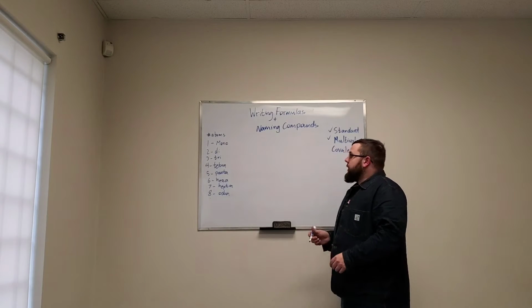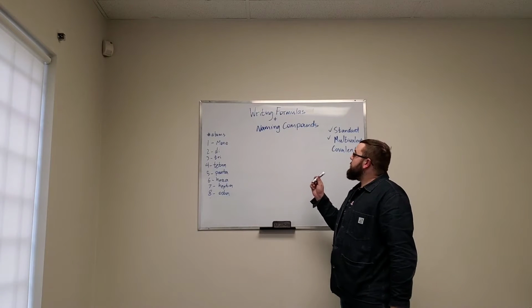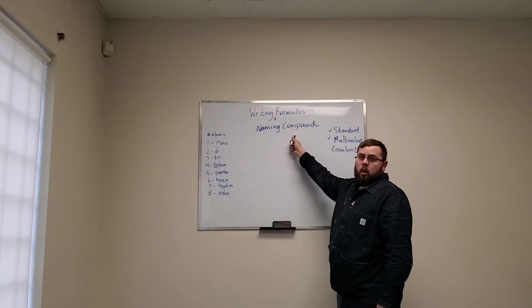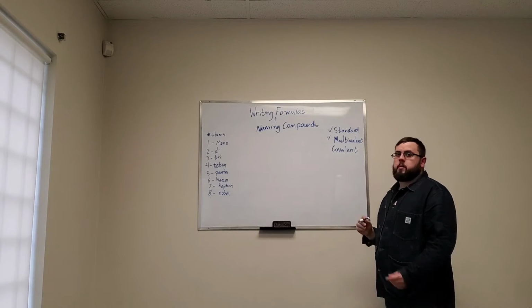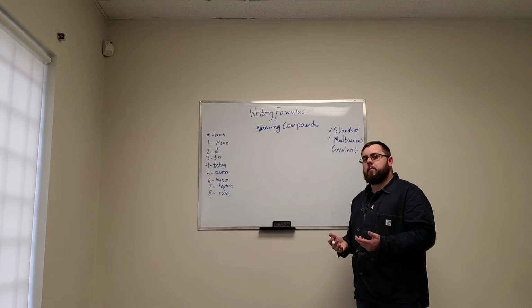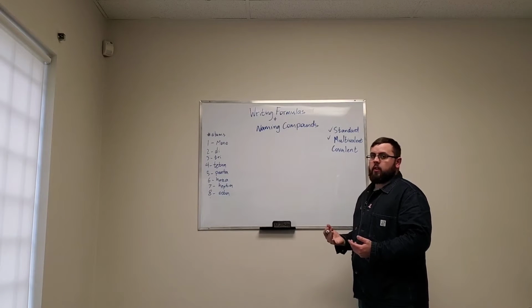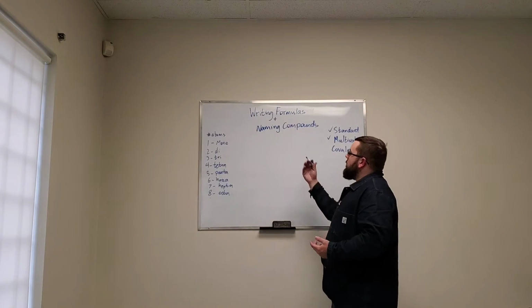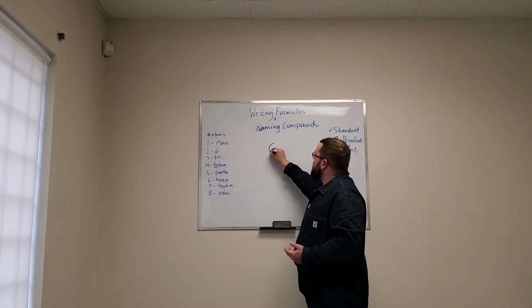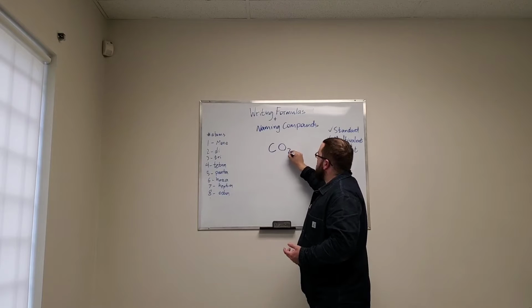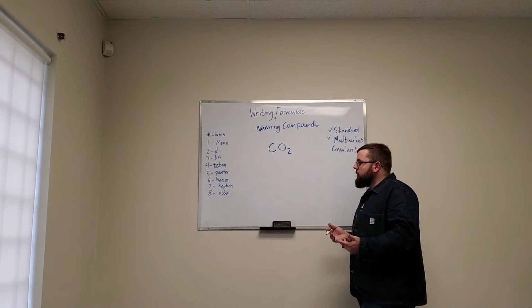Alright, Mr. Bland here. Second part of this video, we're talking about naming compounds still, and this time we're talking about covalent bonds. Remember, covalent bonds happen between non-metals, and this is when they share electrons. So we're going to start off with a non-metal compound, for example, CO2, right? We've seen this before.